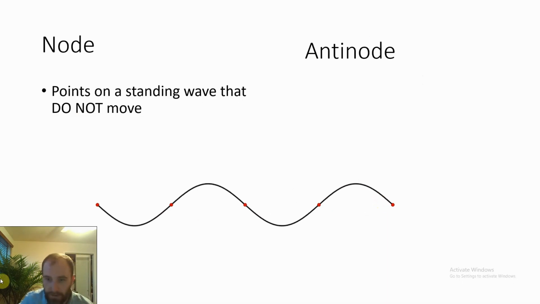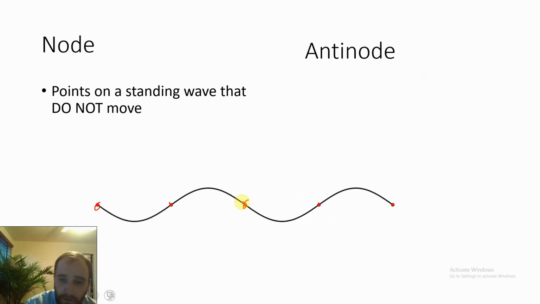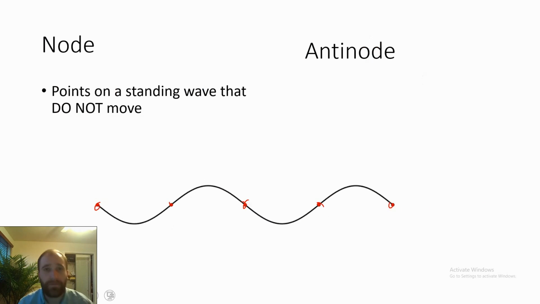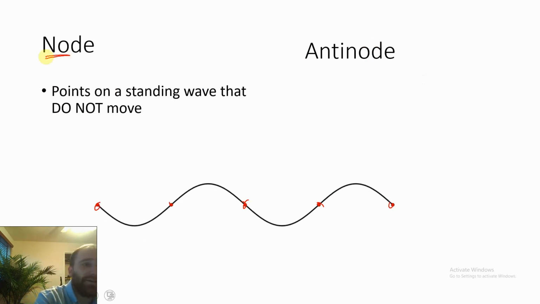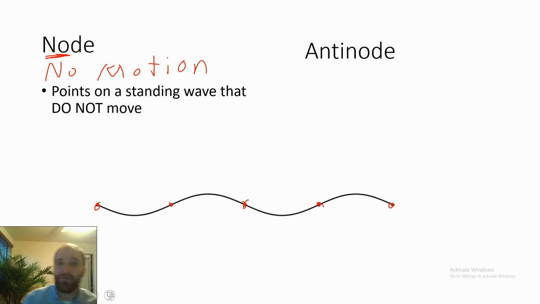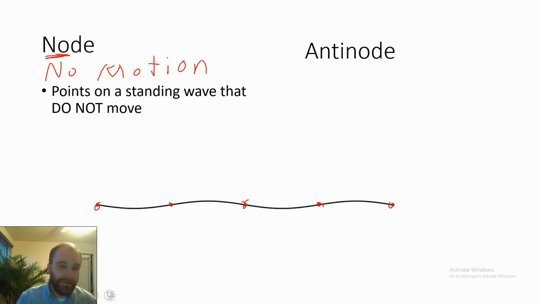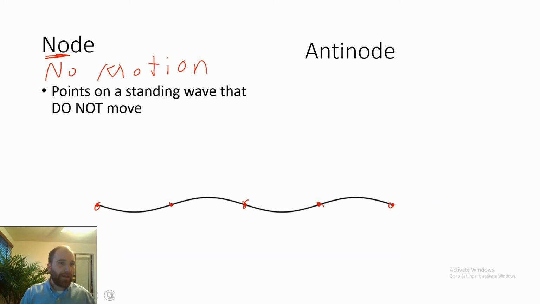Are these red spots right here? So this is a node, a node, a node, a node, and a node. You need to remember what those are. The best I've got for that is nodes have no motion. Right, they don't move. Node, no motion. Try my best. So they're the points that don't move.